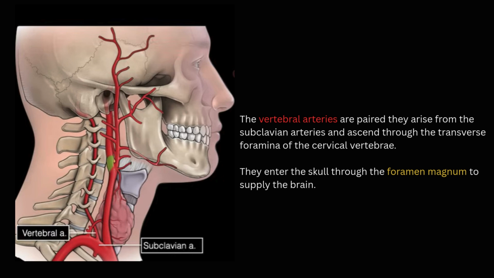Now, moving on to the vertebral arteries. The vertebral arteries are actually paired arteries that arise from the subclavian arteries itself, and they slowly ascend through the transverse foramina of the cervical vertebrae and enter the skull through the foramen magnum to supply the brain. Now, if you don't know what the foramen magnum is, it's actually like a giant hole in the skull. That's where the spinal cord actually arises from as well. So the vertebral arteries actually ascend towards that area as well.